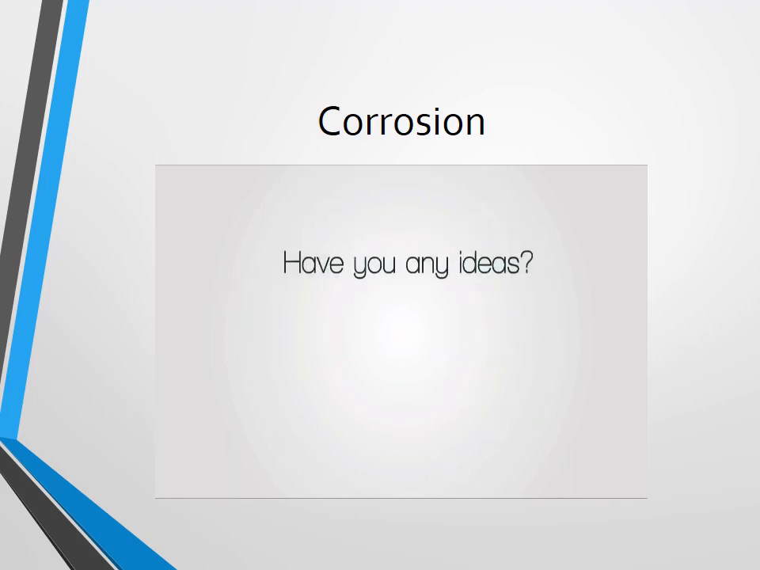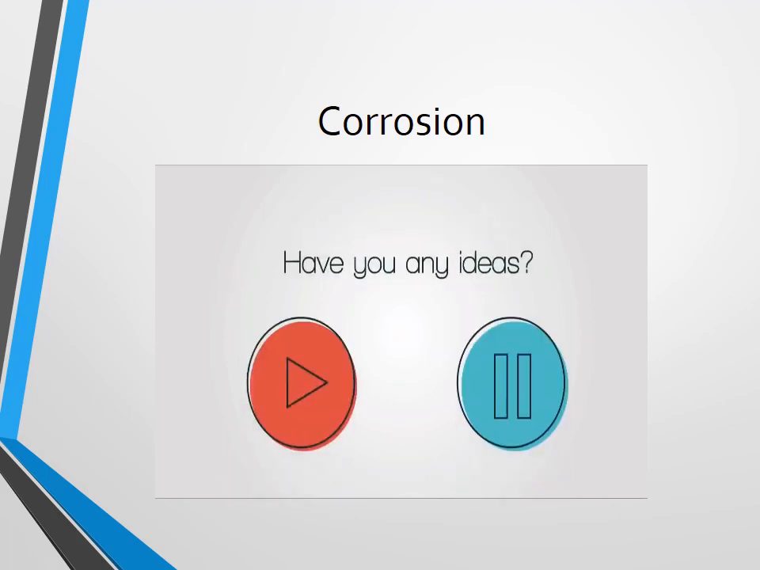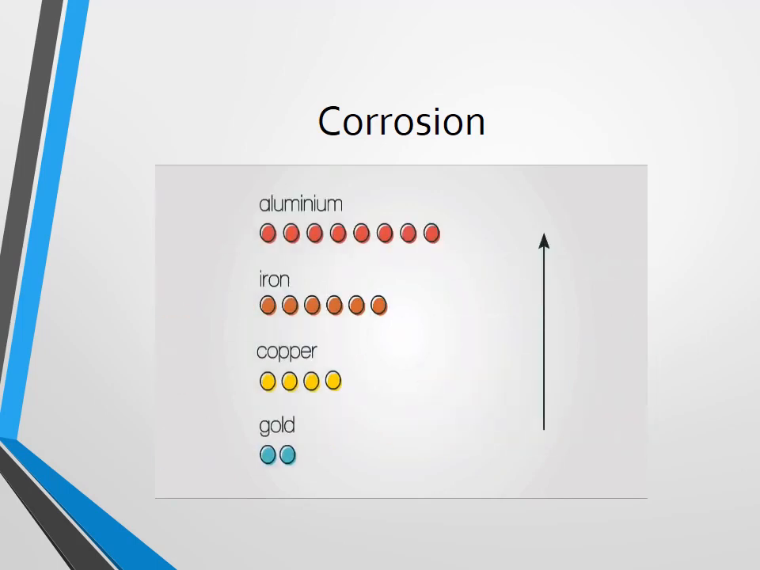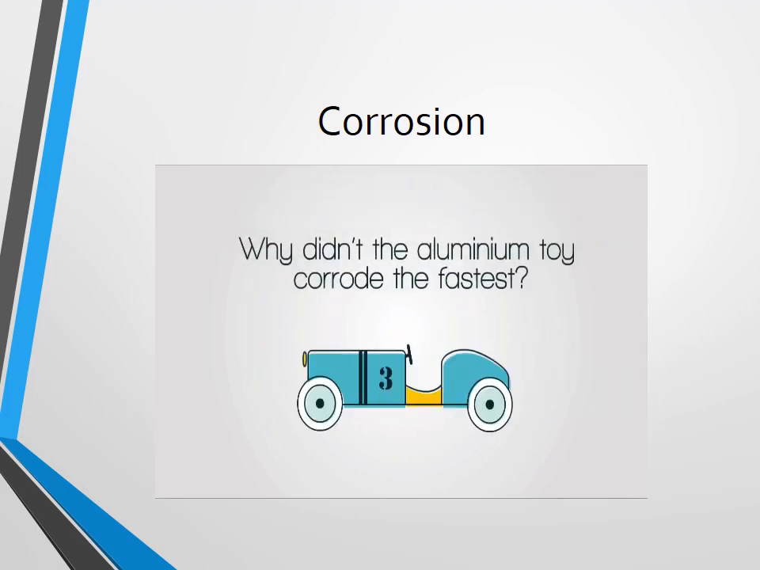Have you any ideas? Pause the video and continue when ready. The reason is, the metals all have different reactivities. Iron corrodes faster because it is more reactive than the copper and the gold. But you may be wondering, well, why didn't the aluminium toy corrode the fastest?